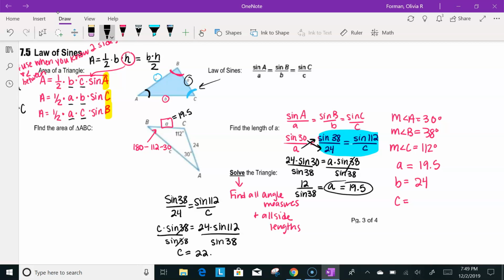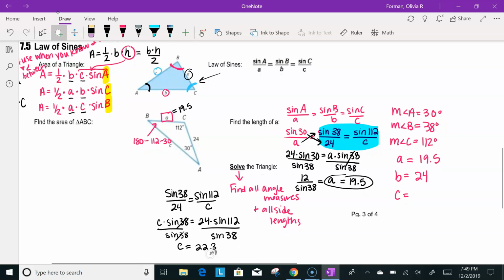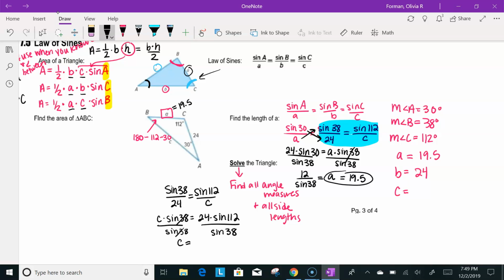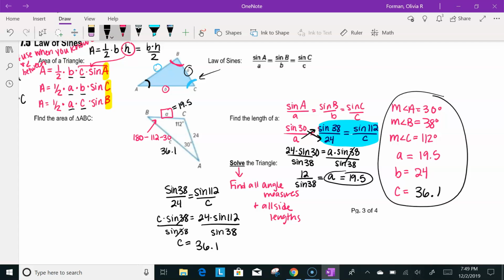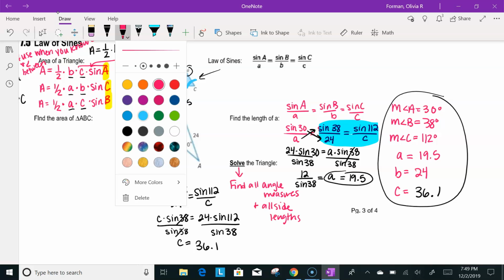about 22.3 if you just leave it in your calculator how it is. And then after you hit equals, just say divided by sine of 38. What should come out to be is about 36.1. So that side length C is about 36.1. Okay. So to solve it, you set up all those different ratios, proportions there, and then you're going to solve it to get all the angles, all the sides.